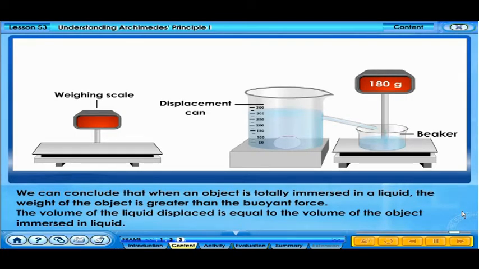We can conclude that when an object is totally immersed in a liquid, the weight of the object is greater than the buoyant force. In this case, the volume of the liquid displaced is equal to the volume of the object immersed in liquid.